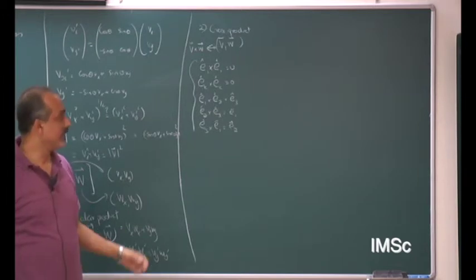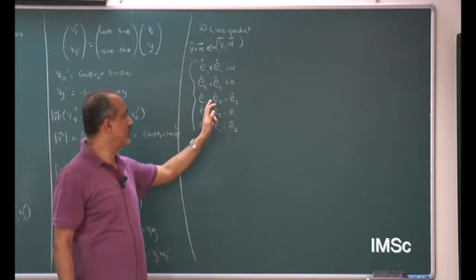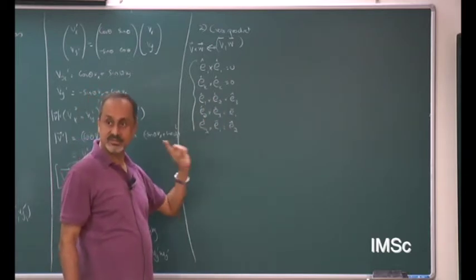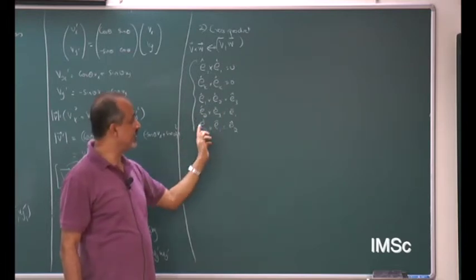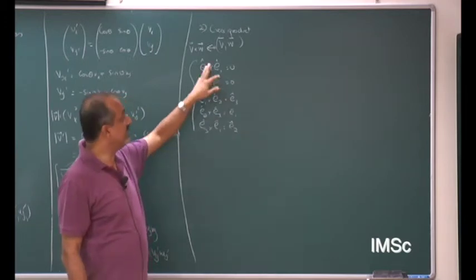So this is saying, if you look at how these indices appear, it appears as 1, 2, 3, 2, 3, 1, 3, 1, 2. This appears in cyclic permutations. So any cyclic permutation that is involved here gives you 1 on the right hand side, but anything else gives you 0.